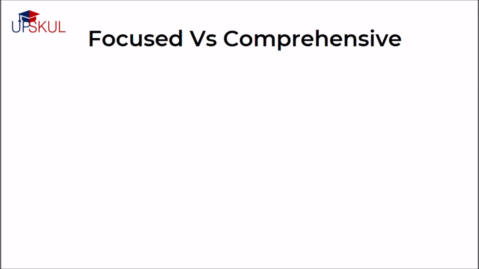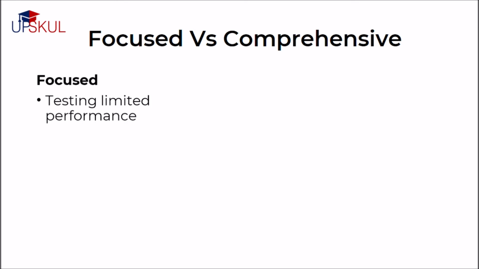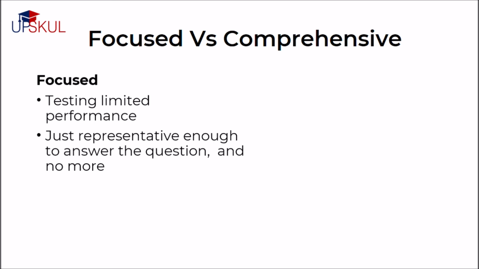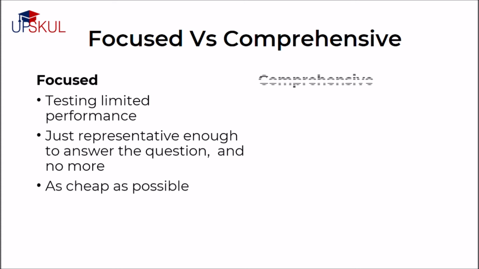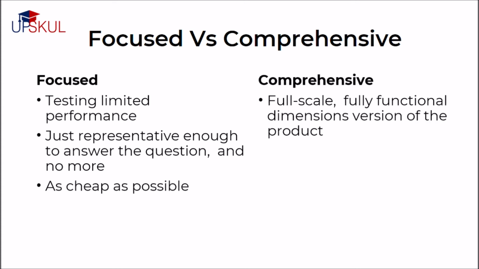Physical models can range from experimental setups to fully functional mockups. Focus models are built for testing limited performance. They are just representative enough to answer the specific questions and as cheap as possible, whereas comprehensive models are full scale, fully functional dimensional versions of the product. They are as representative as possible and as true to real product as possible.